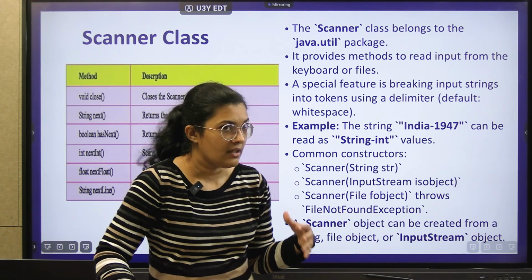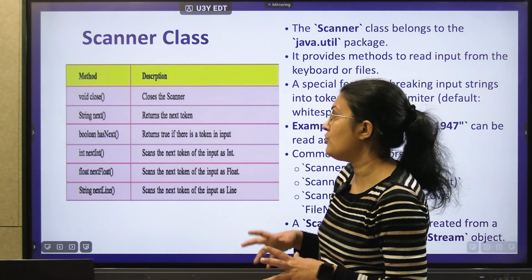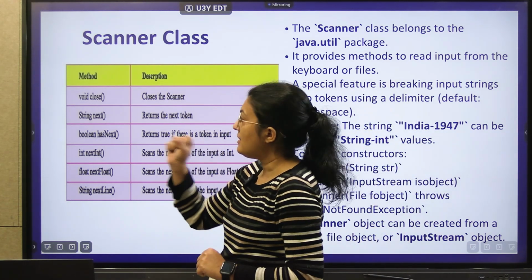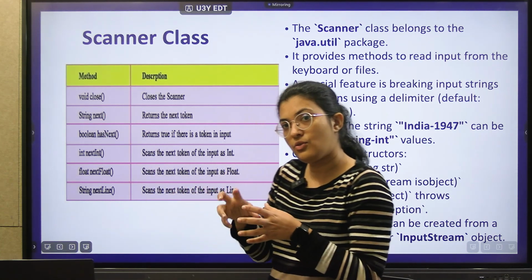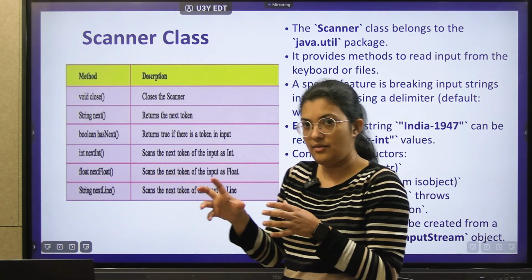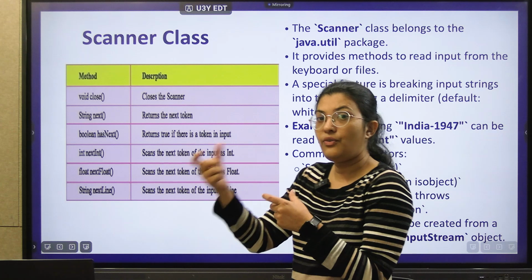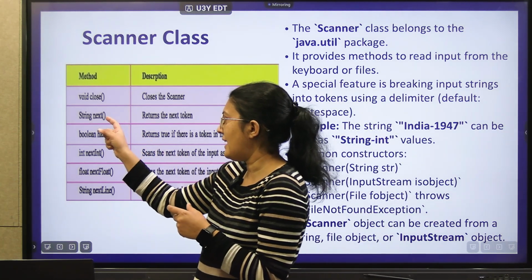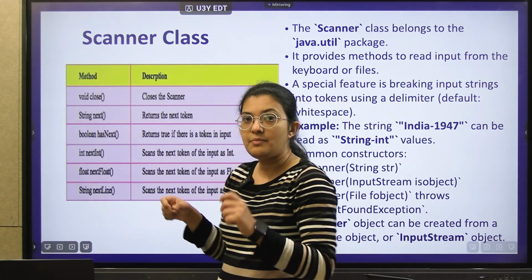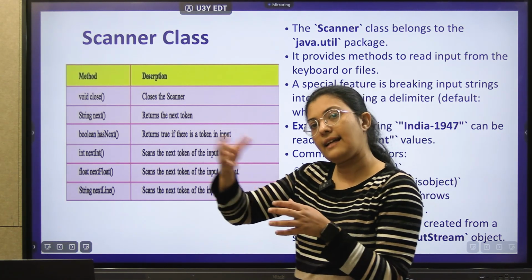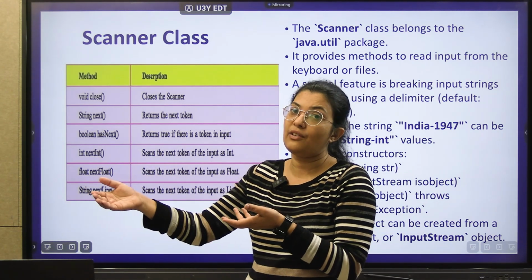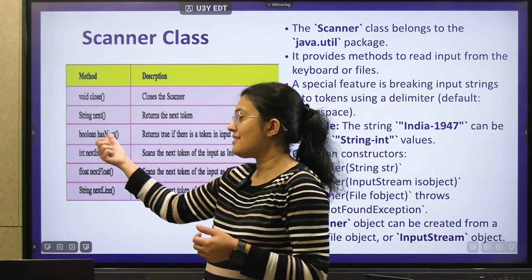So, which are the methods we use to read data, right? First one is close, to close the file. Next is used to read the next string data. If you have a string and you want to read that, then you have to use next. hasNext is basically a check. If you are reading from the file, then we don't know whether the next character is available or this is the end of file, right? So for that, hasNext is used.